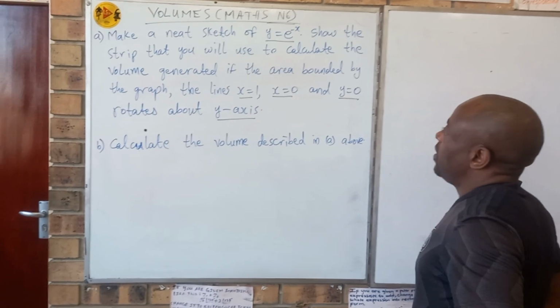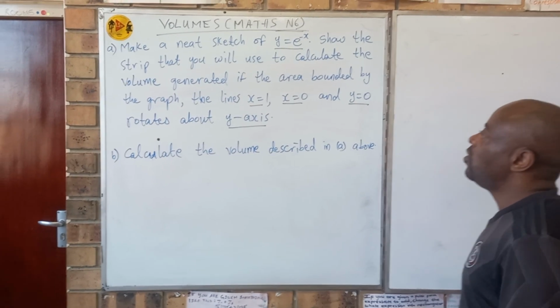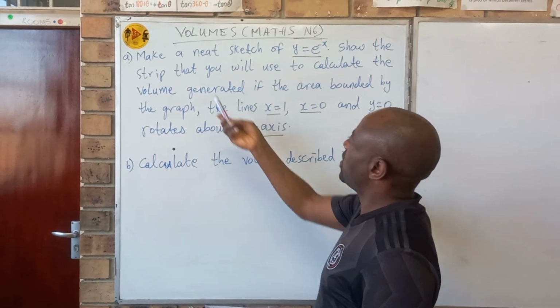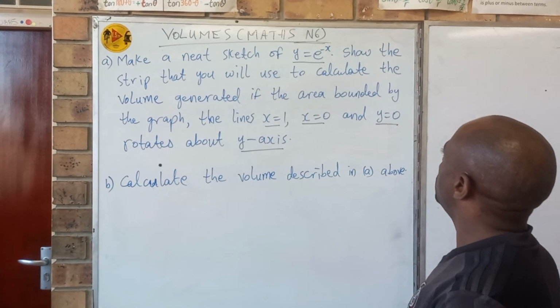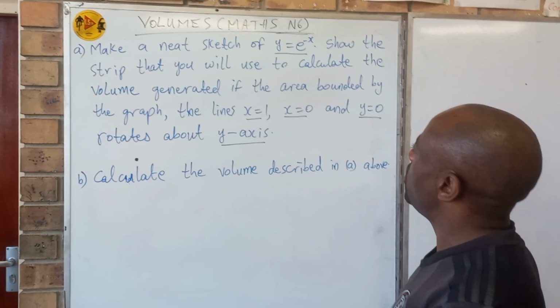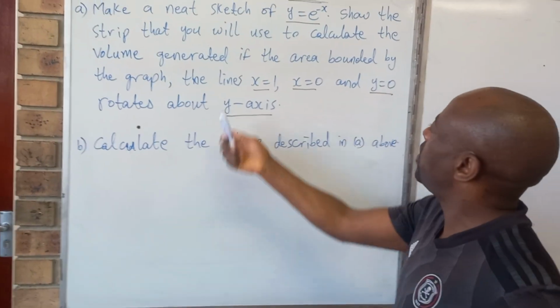Good day, guys. We are looking at more problems on volumes. So this question says, make a neat sketch of y equal to e to the power negative x. Show the strip that we use to calculate the volume generated.